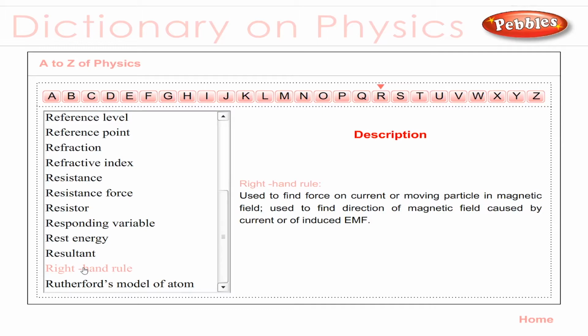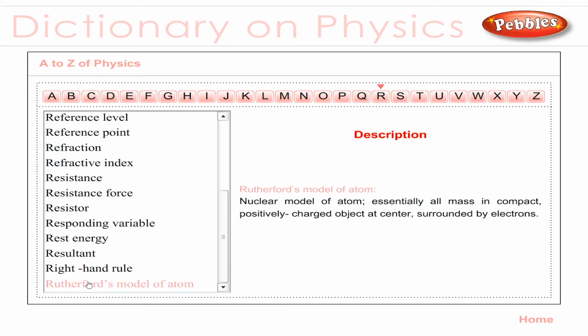Right-hand rules. Used to find the force on a current or moving particle in a magnetic field. Used to find the direction of the magnetic field caused by a current, or of induced EMF. Rutherford's model of atom. Nuclear model of atom, essentially all mass in a compact, positively charged object at the center surrounded by electrons.